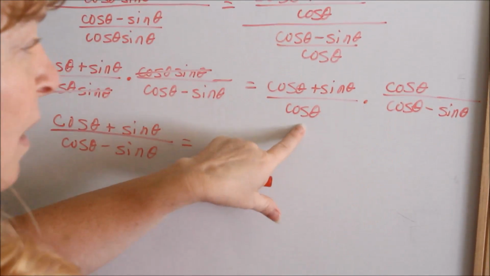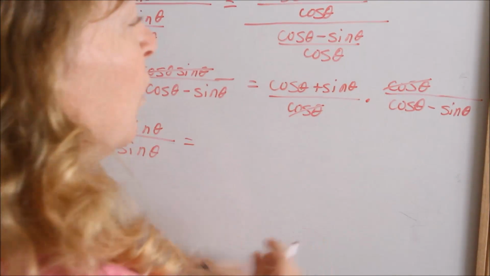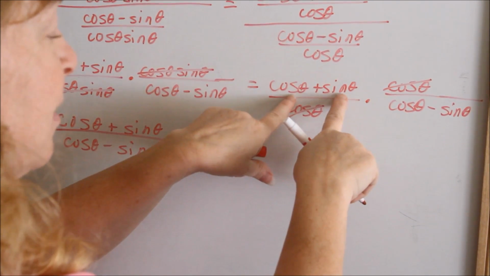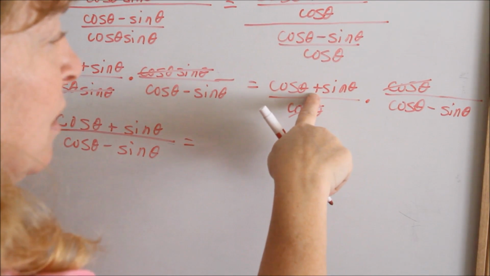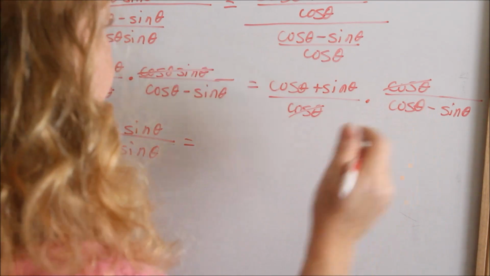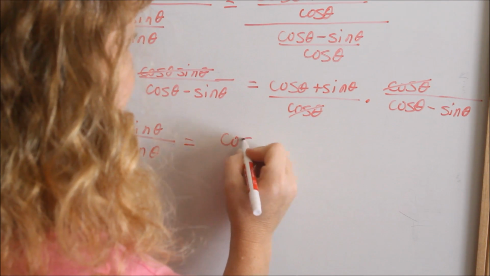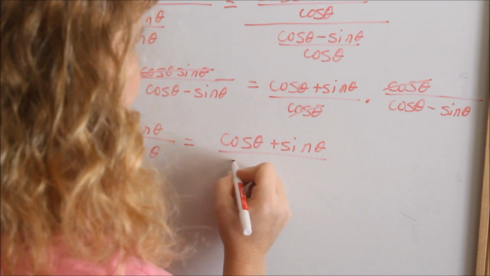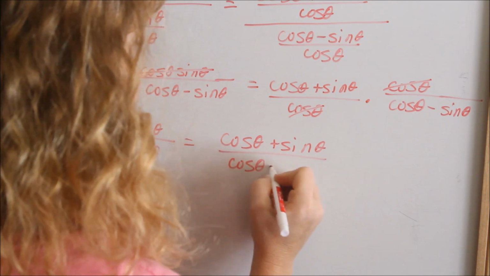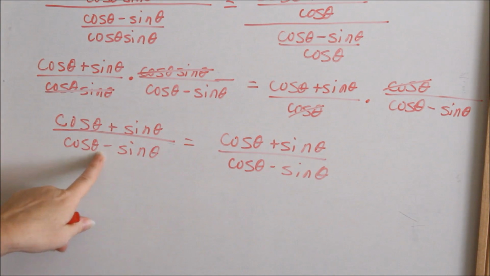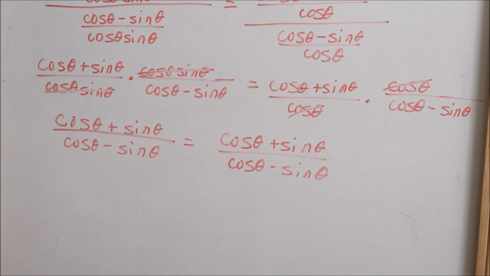What happens to these cosines? You can cancel when you're multiplying. You cannot cancel when you're adding. These two things are married and joined by this addition sign. These two things are married and joined by the subtraction sign. You cannot cancel those. So now what you have left is cosine theta plus sine theta all over cosine theta minus sine theta. And now we're down to where the left side equals the right side, and you can stop.